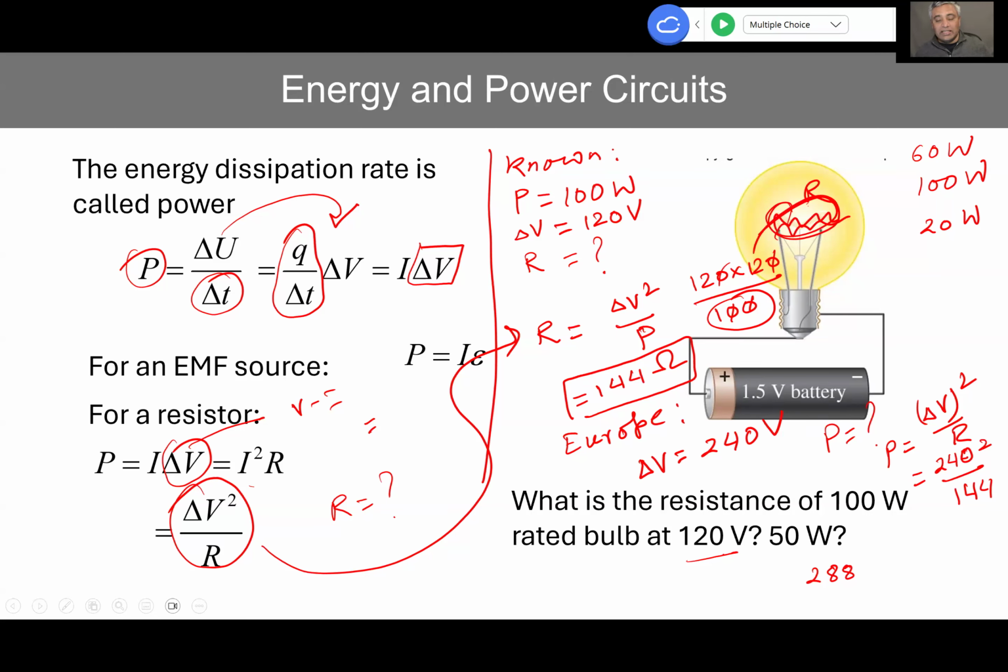But now let's say you bring a 100-watt light bulb from Europe to the US. It's not going to blow up, but it's going to be dimmer than 100 watt. And you can plug in numbers if you like and check that, okay?